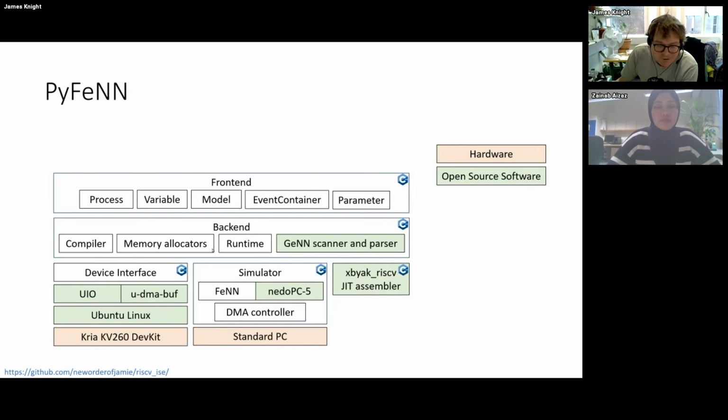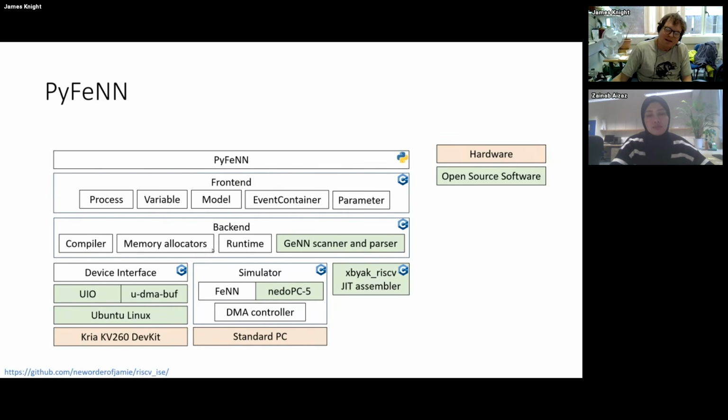And on top of this, we built a front end, where you can describe your models in a relatively high-level way. You have these things called processes that describe things that run on FEN. You've got variables that are basically arrays, and event containers that handle transmitting spikes around. So with all these three layers in place, you could now write spiky neural network models in a fairly high-level way using C++. But based on our experience with GeNN, people don't really like writing C++ very much more than they like writing assembly language. So we finally built this Python layer on top of this, which lets us program the whole system in Python and totally abstracts away whether you're running on the real device or the simulator.